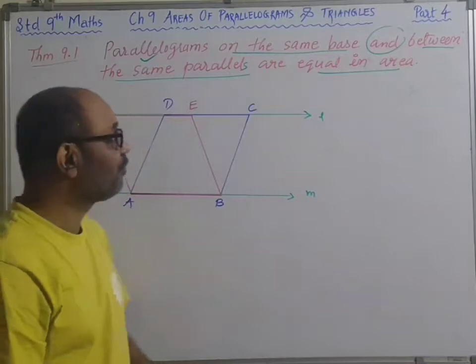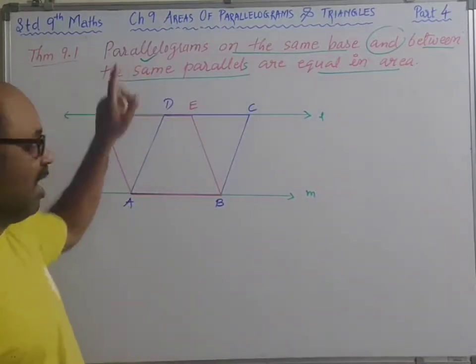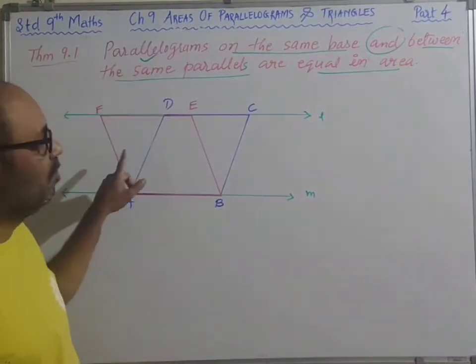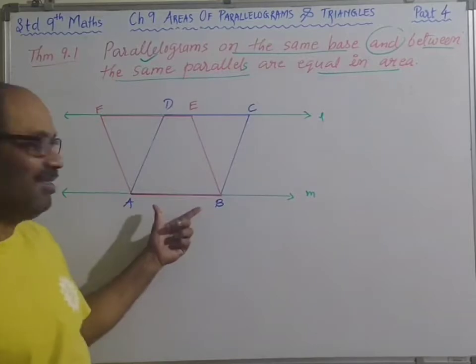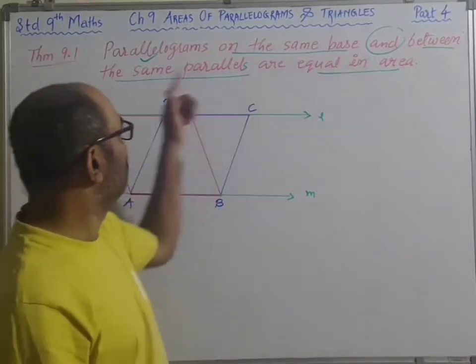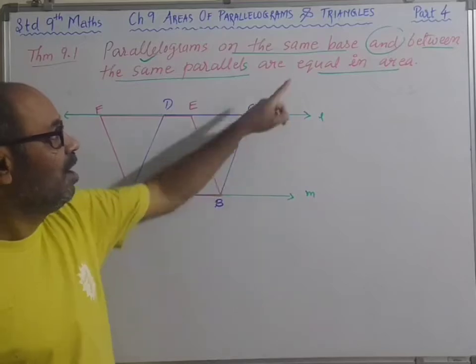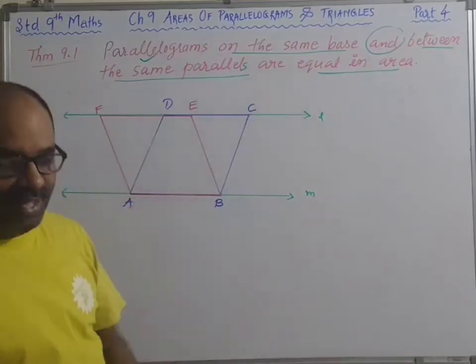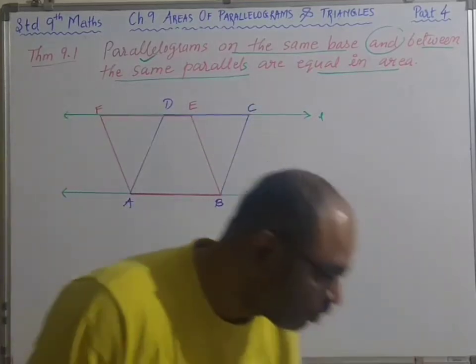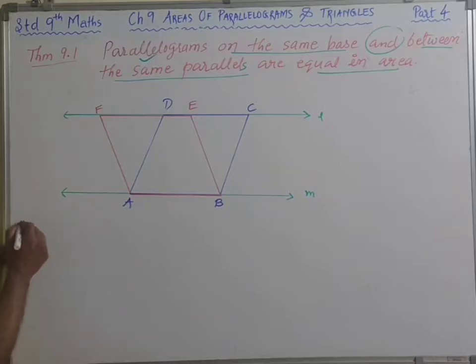So children, the parallelograms, the blue one and the red one, on the same base AB and between the same parallel lines L and M, are equal in area. That is what you are supposed to prove. Alright, data.